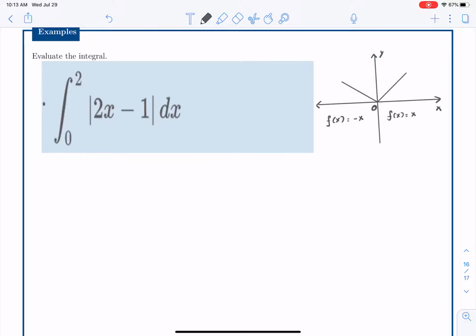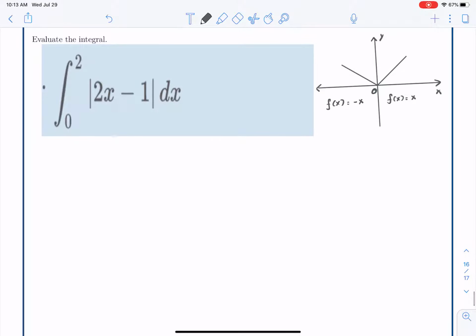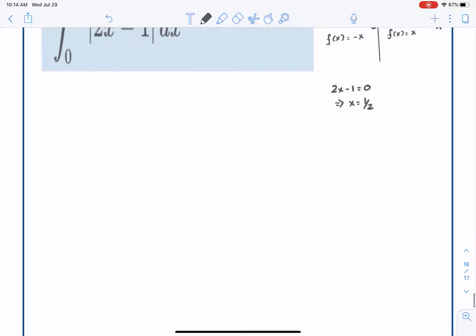The same logic sort of applies with 2x minus 1. So where would that tip be, the tip of the V? If you set 2x minus 1 equals 0, we have x is equal to 1 over 2. So the tip is going to be at 1 over 2.